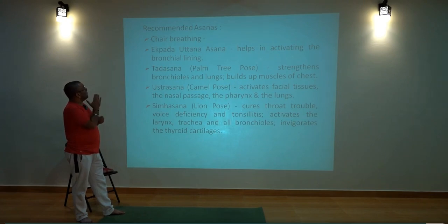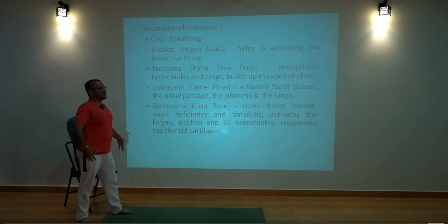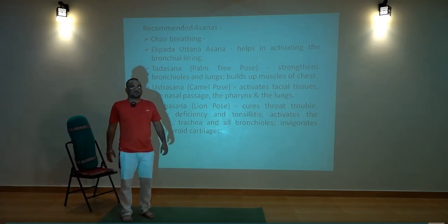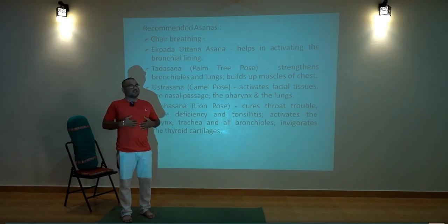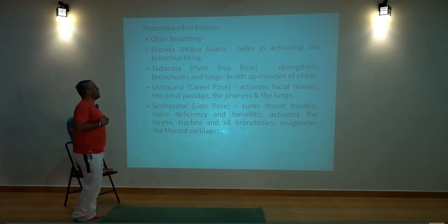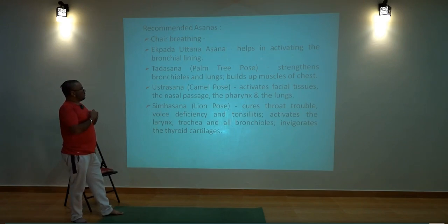So this is chair breathing. Ekpada Uttanasana helps in activating the bronchial lining so it does not become hypersensitive every time. Tadasana strengthens the bronchioles and lungs and builds up the muscles of the chest. The posture of a person with asthma is like this. So when you stand in Tadasana, it strengthens the muscles of your chest, bronchioles and lungs.